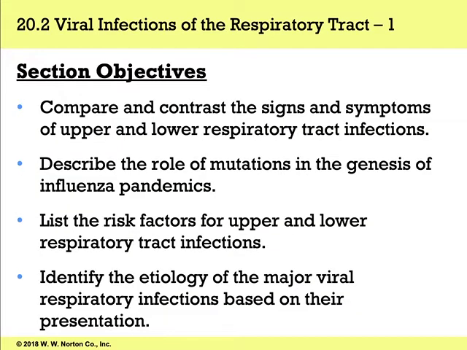So in this section, we're going to talk about the signs and symptoms of upper and lower respiratory tract infection, talk about mutation and flu pandemics, and list the risk factors for upper and lower respiratory tract infections, and identify the causes of the major viral respiratory infections based on the symptoms that they cause in the patient. So the first thing that we want to look at is the common cold and sinusitis. So let's take a listen.